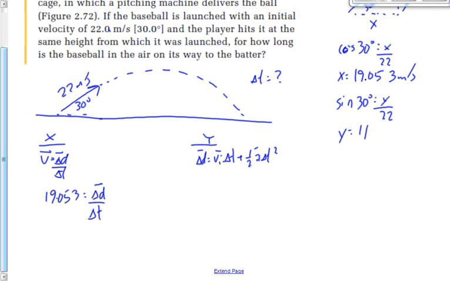D for the Y component. Jordan, what's D for the Y component? No. Delta D, displacement for the Y component. The final position minus the initial position, Derek. Good. 0. It ends up in the same place as it started, right? Vertically it does. VI for the Y component is 11.